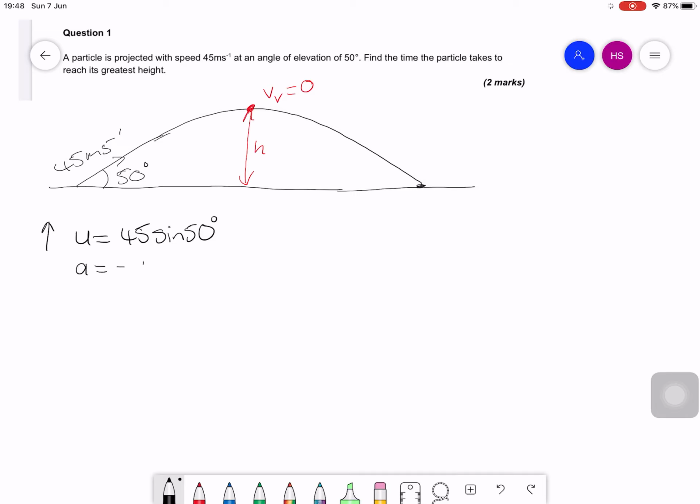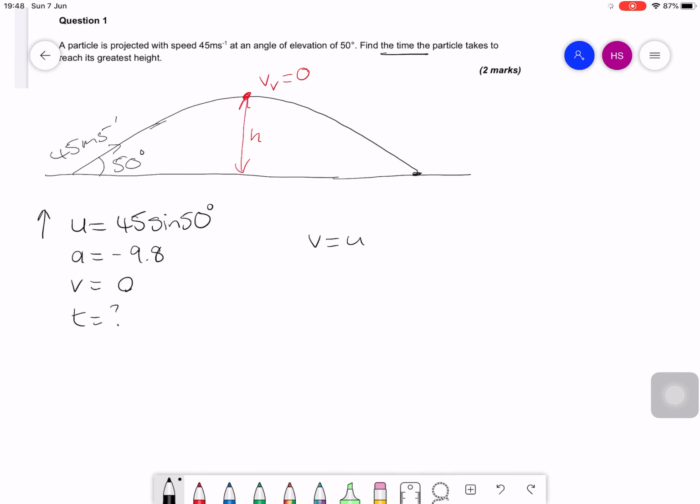Acceleration is going to be due to gravity, and I'm taking up as positive, so that's going to be minus 9.8. I want to find the point where the vertical velocity is 0. I'm after the time, so I'm trying to find t. So I'm going to use v equals u plus at. So v is 0, u is 45 sine 50, a is minus 9.8, and t is what I'm trying to find. So 9.8t, if I add that over, is 45 sine 50.